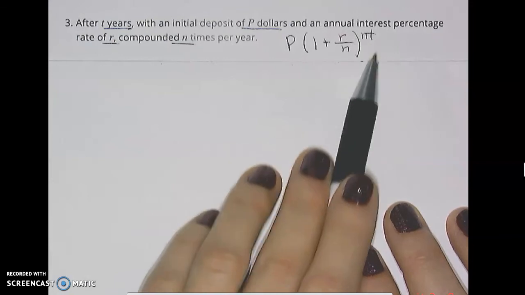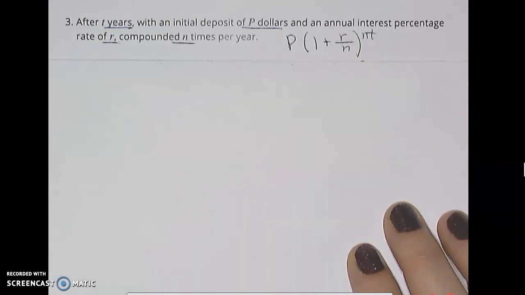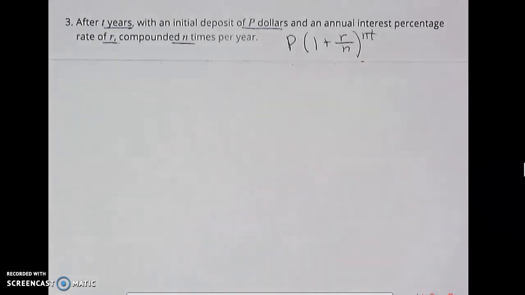So the only time you have to do this is if you are given an annual percentage rate and you are compounding it a different amount of time besides years.